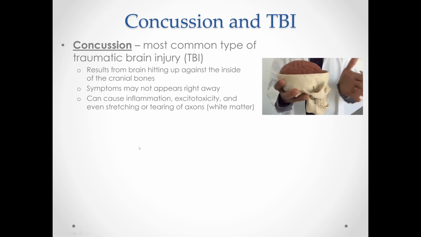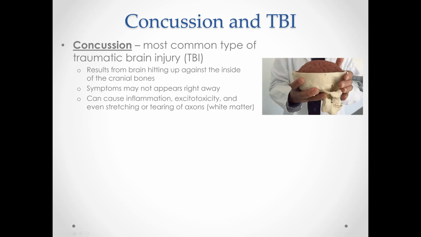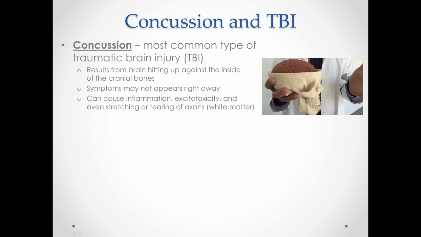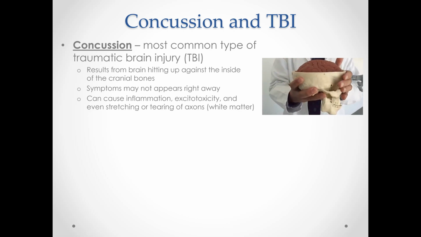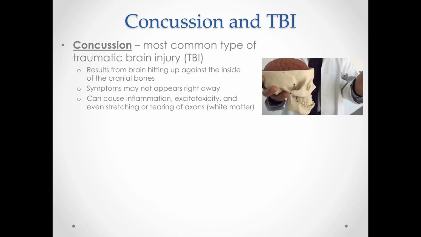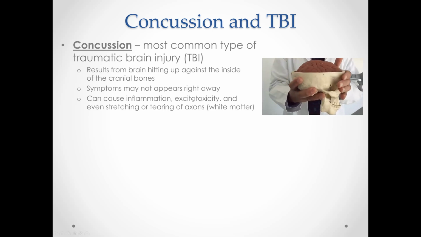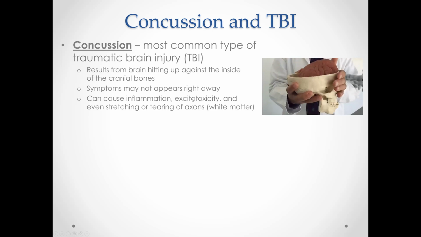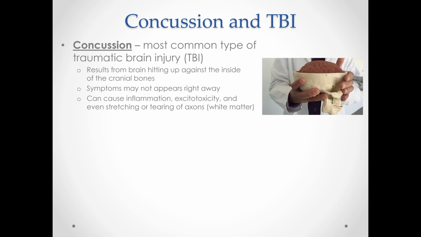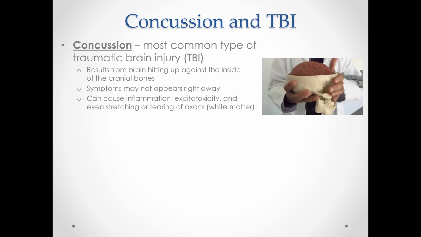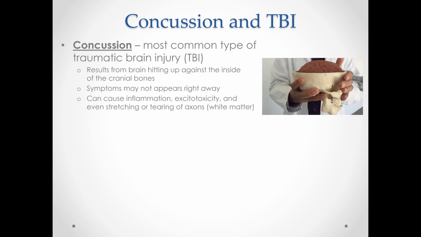What happens with a concussion is, after the brain hits up against the inside of the skull, you get inflammatory markers, and microglia go to that area. You might have a dysregulation of the ion concentration, which can lead to excitotoxicity, which is when neurons fire too much and then eventually die because they are firing too much. And then you may even get stretching or eventually tearing of the axons, which will affect your white matter, which is your myelinated axons.